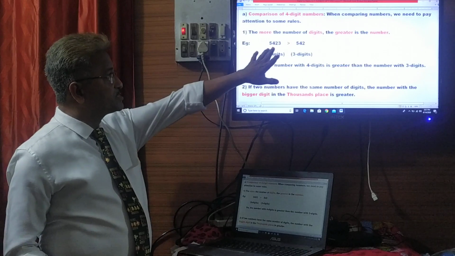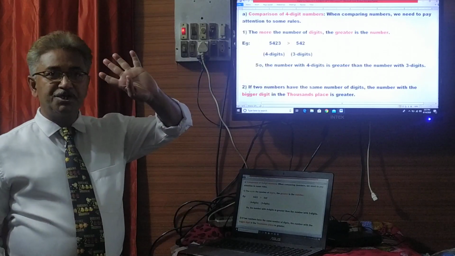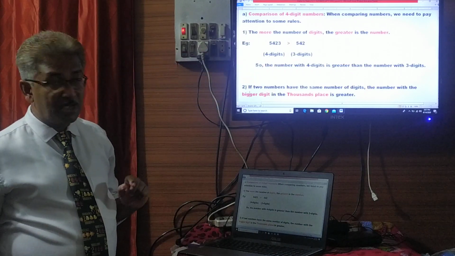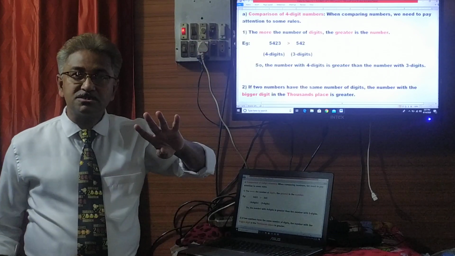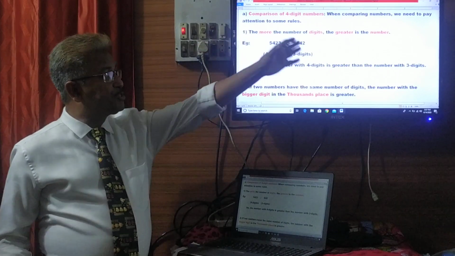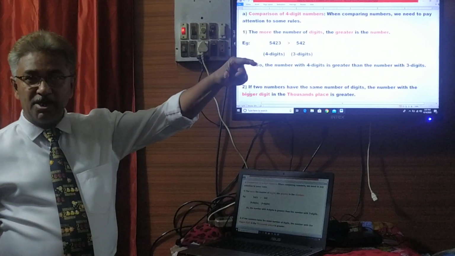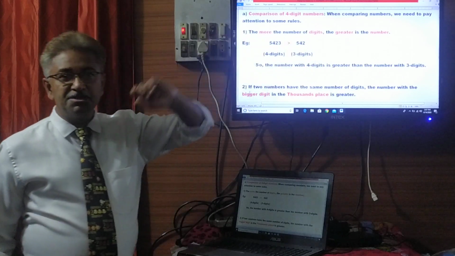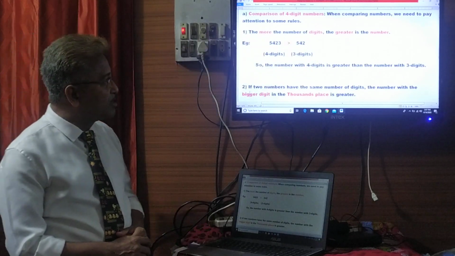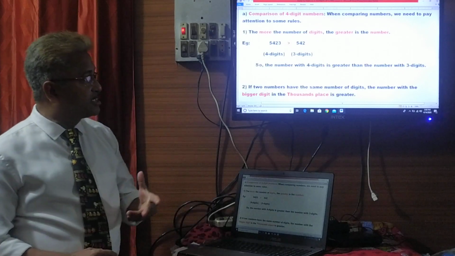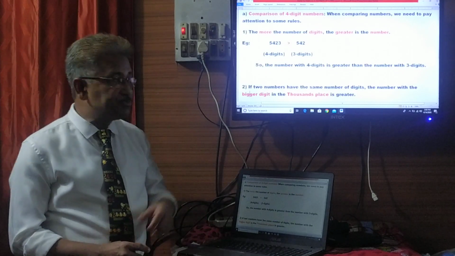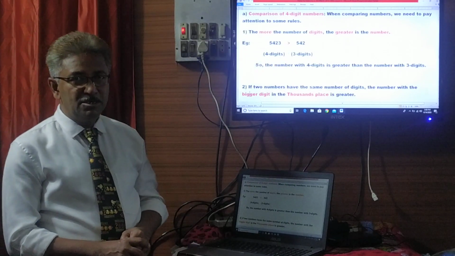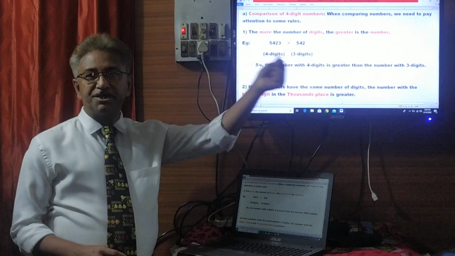Now in the first example we see that the first number has 4 digits, whereas the second number has 3 digits. Since the first number has 4 digits, so according to the rule, the more the number of digits, the greater is the number. So since this has 4 digits, this number is greater than the second number. So 5423 is greater than 542. And therefore we use the greater than symbol or sign, which is an arrowhead pointing to the right.